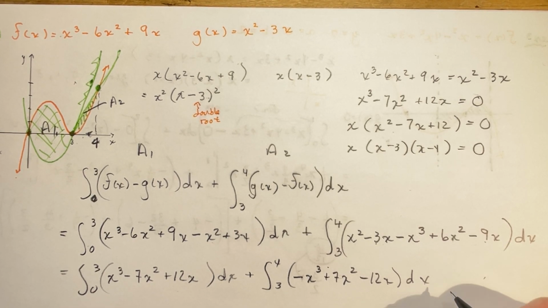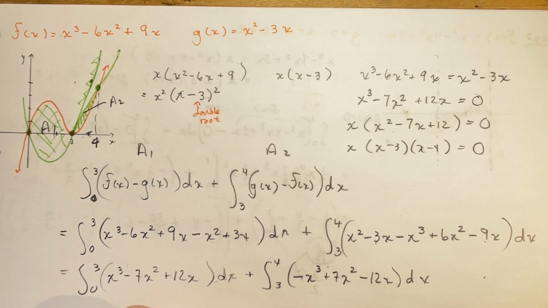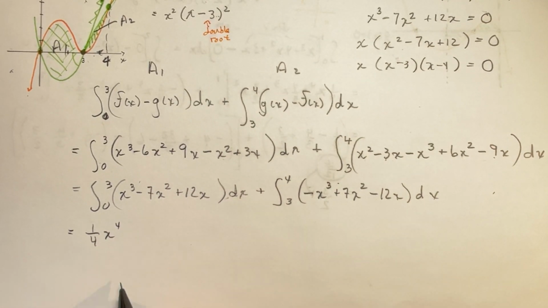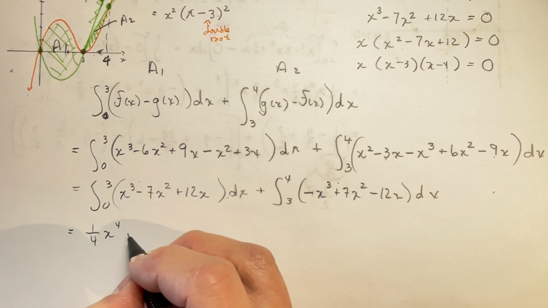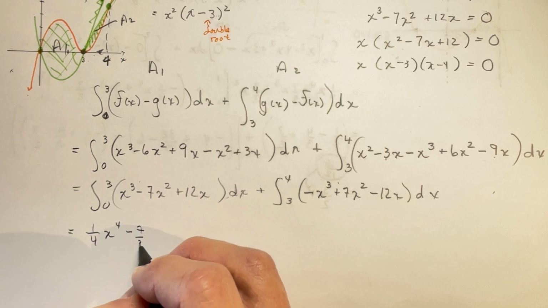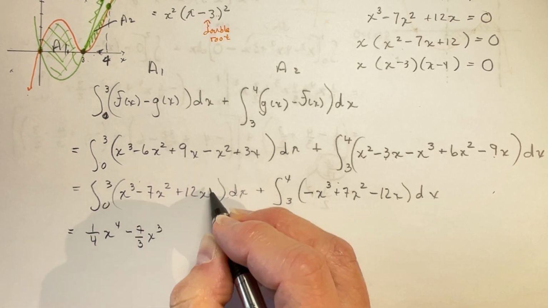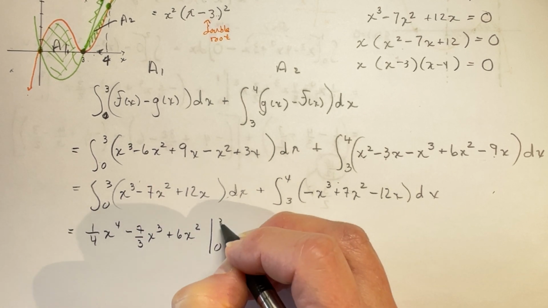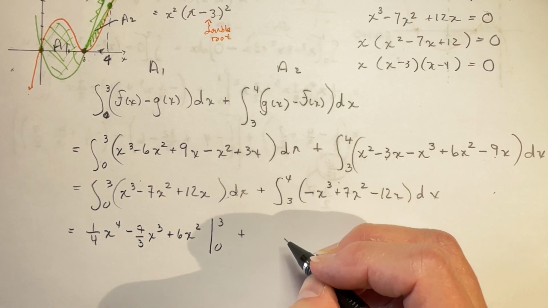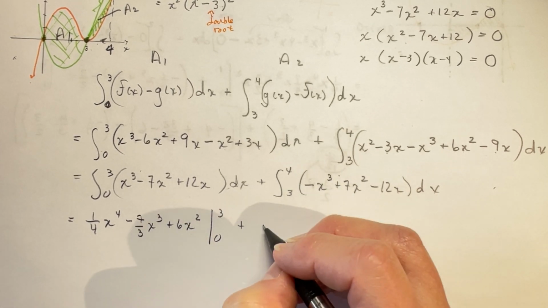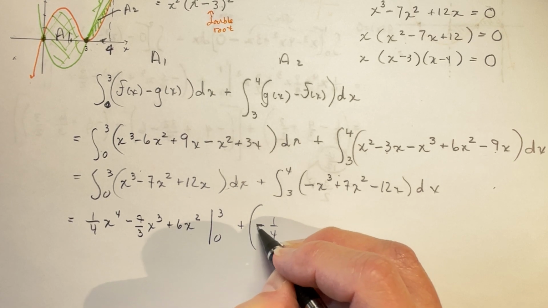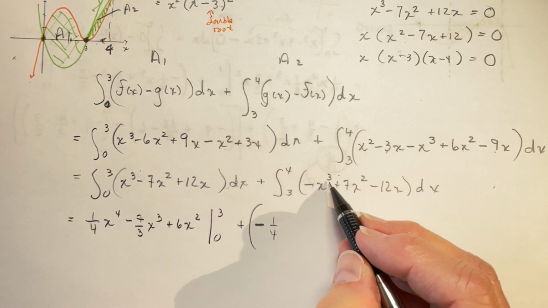And what you need to do next is to take the antiderivative of each of these. Add 4, divide by 4. That's a quarter x to the 4th. You're probably seeing now that there's a lot of fractions in this work, right? Got to be pretty good with this. Minus 7/3 x cubed plus 6x squared between 0 and 3 plus, and this one we're going to add 1. That's going to be minus 1/4. I'm going to put a bracket because I've got plus and minus. I don't want to make a mistake.